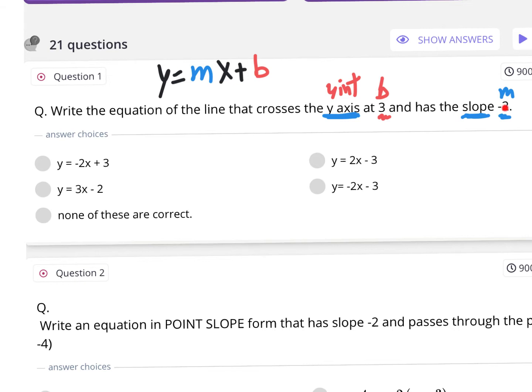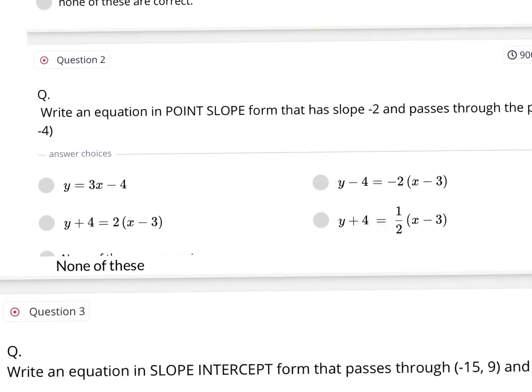So the slope is -2. The -2 should be right here in front of the x. It's either that one or this one. And now how about the b value? The b value is +3. This is the one that has +3. There is our answer right there. Let's move on to question number 2.